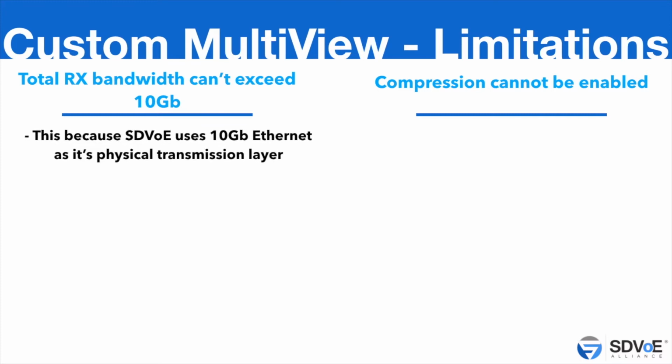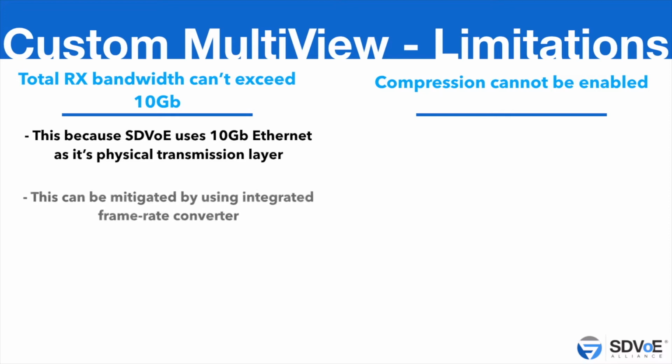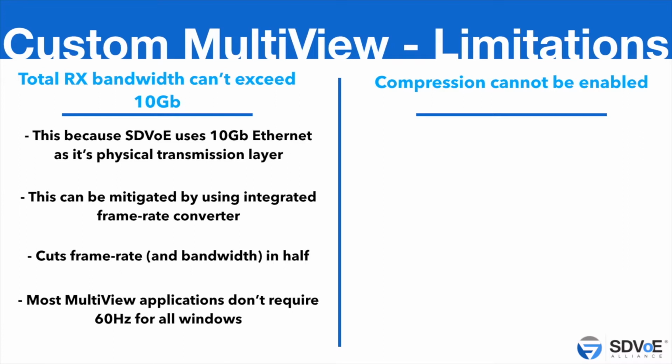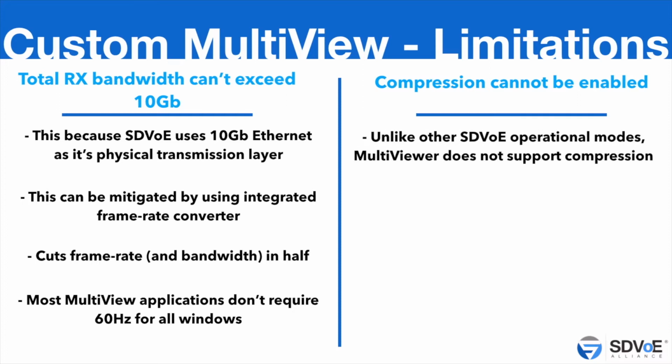You can mitigate this to an extent by using the integrated frame rate converter. That cuts the frame rate in half, which also cuts your bandwidth in half. In most cases, in a multiviewer application, you don't really need a 60 frames per second signal, so this is a pretty acceptable compromise in most cases. The other caveat is that you can't enable compression, because compression is exclusively for 4K 60 streams on stream 0.